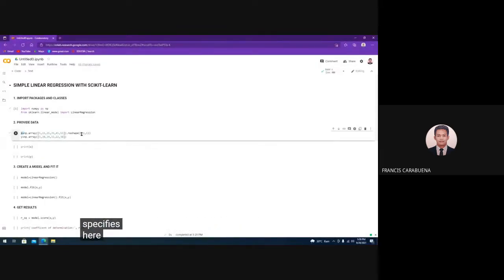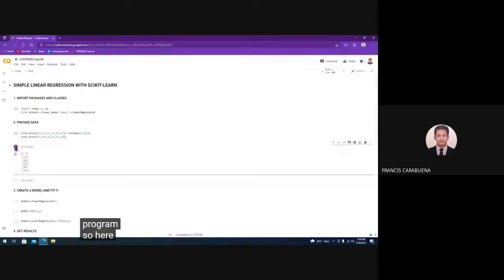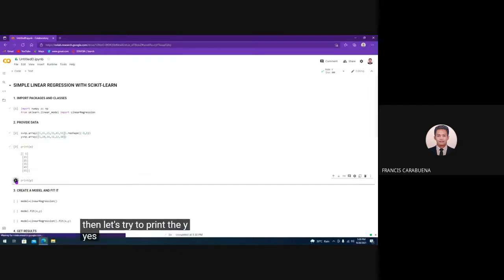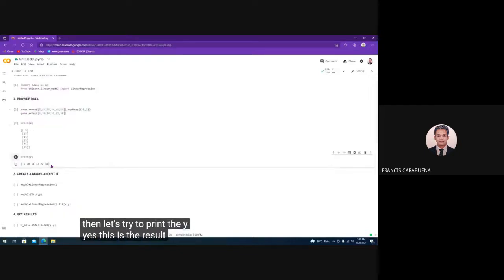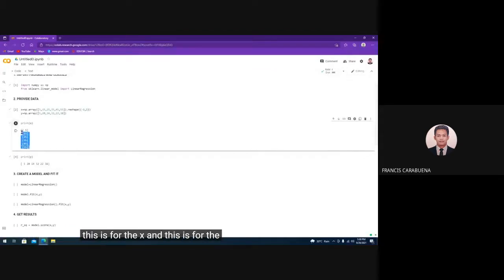So let's try to run the X and Y by using the print method. By using this code, let's try to run this program. So here is the output. Then let's try to print the Y. Yes, this is the result. This is for the X and this is for the Y.